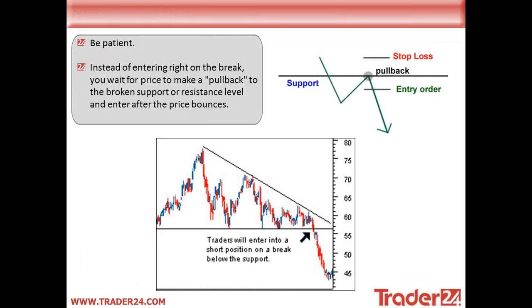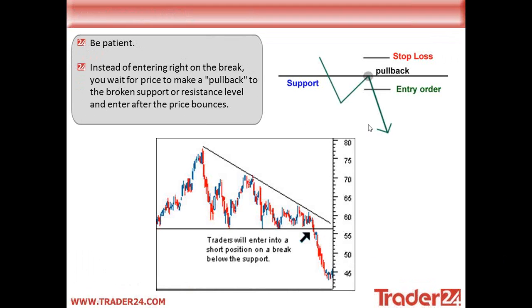Now, instead of entering right on the break, you wait for the price to make a pullback to the broken support or resistance level and enter after the price bounces. All right, so what we see happening down here is a break through the support level. The price kind of consolidates here, comes back up to retest that horizontal support level, and then we see it kind of break to the downside. Now we know that this horizontal support level couldn't hold, and we should continue to see this trending on downwards.